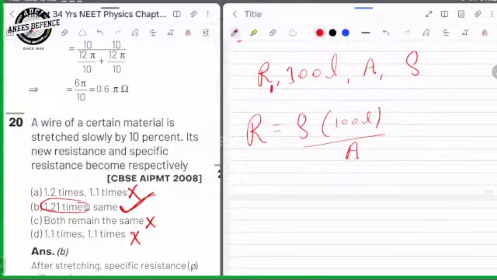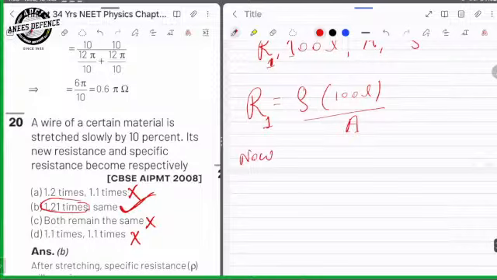Or you can say R1, the initial value, is R1. So R1 is equal to what? Rho 100 L upon area. Right? Now R2 is equal to what? For R2, L2 is how much? 110 L. Yes or no? L2 is how much? 110 L. But what about area? How can you calculate area? I said volume will remain the same. So volume will remain the same.